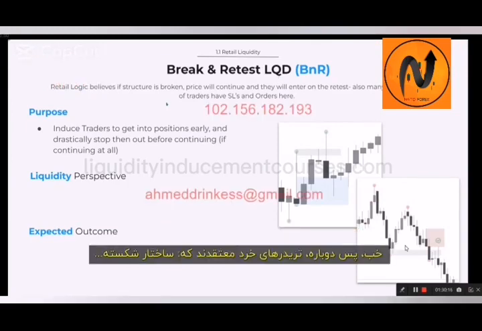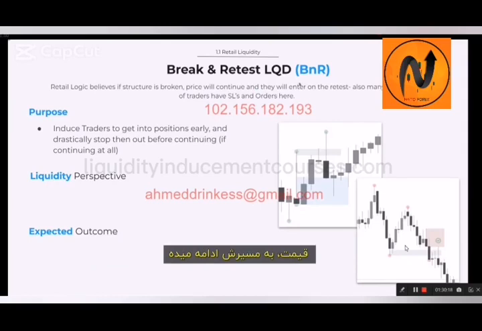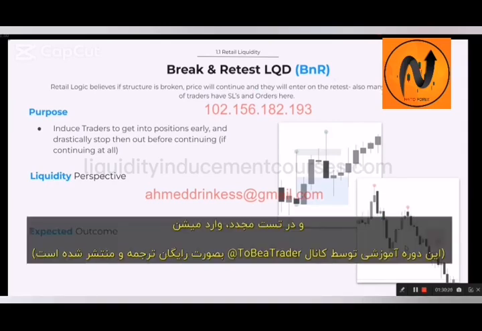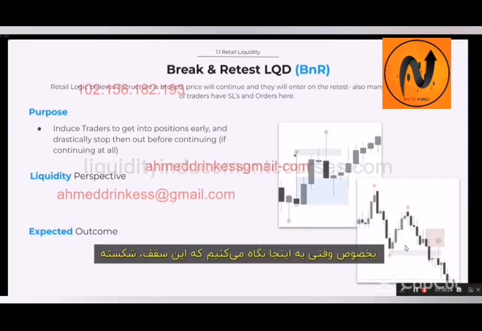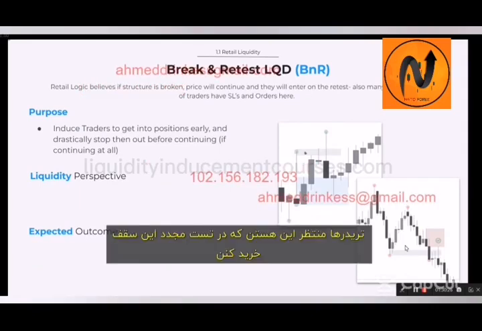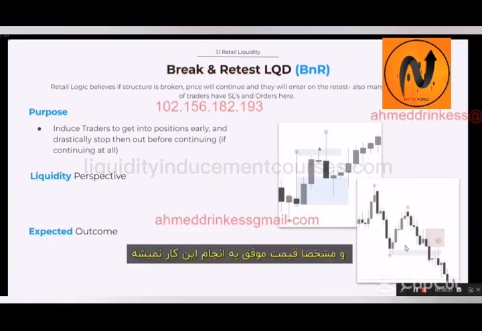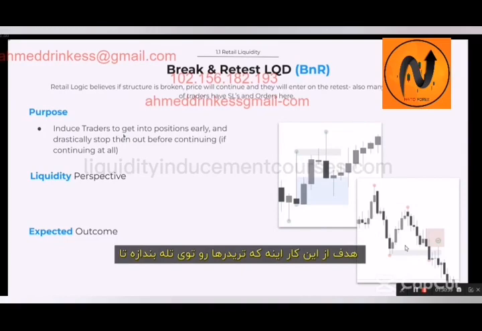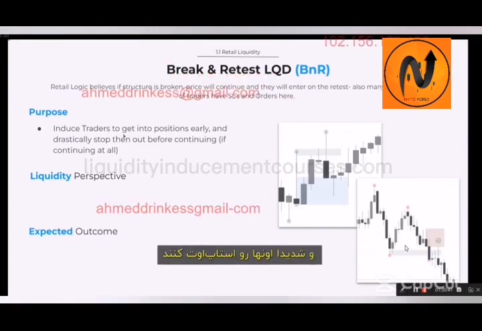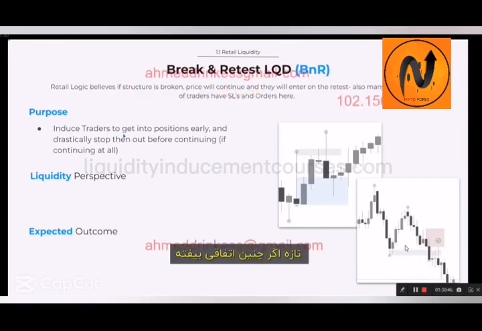So again, retail logic believes the structure is broken, price will continue, and they will enter on the retest. The purpose of this, specifically looking here, when this high is broken, traders are going to expect to buy on the retest of this high. And then obviously it'll fail. It'll come to an order block below, and then it'll go higher. The purpose of this is to trap traders into getting into positions early and drastically stop them out before continuing, if they happen to at all.